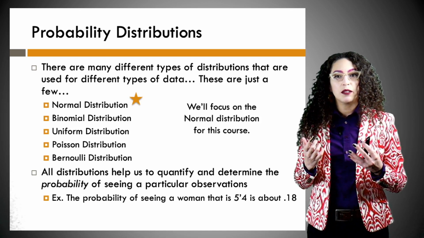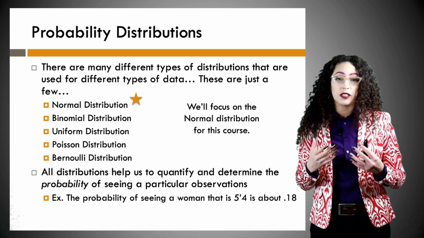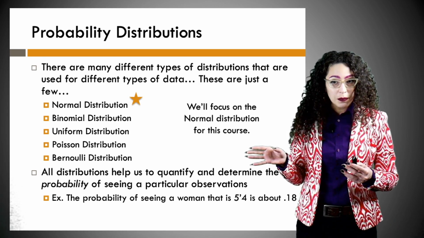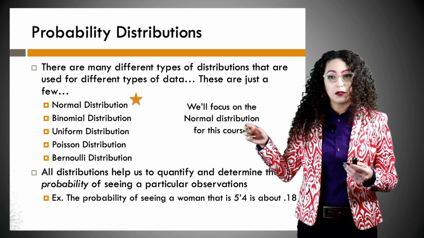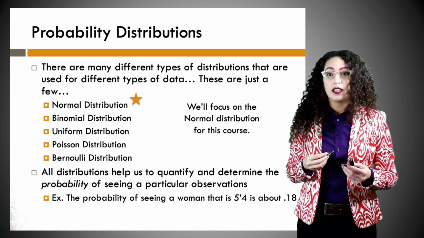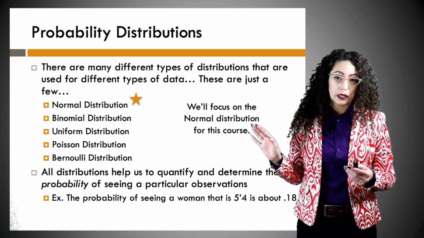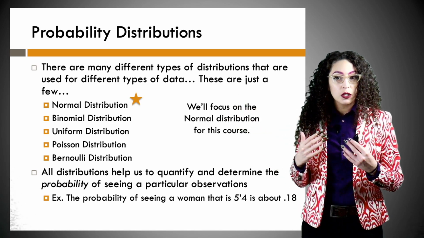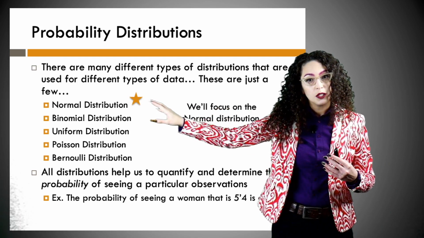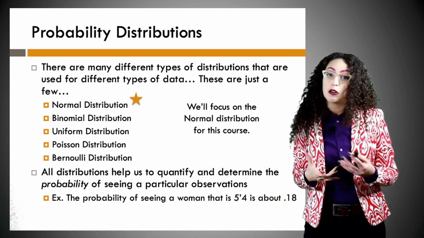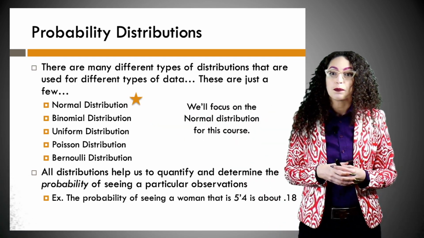There are many different types of probability distributions that are used for different types of data. These are just a few of them. We have the normal, the binomial, uniform. There's also a thing called a Poisson, the Bernoulli, and the list goes on. But for the rest of this course, we're going to mostly focus on the normal distribution because it's a little bit more intuitive and so much of nature follows the normal distribution.